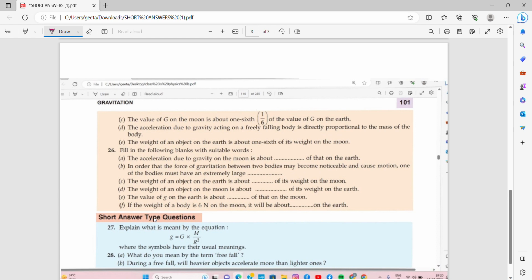C part. The value of capital G. False. Next, please. Is it true? Have you tallied your answer? Because capital F, force, is directly proportional to the product of the masses. Next, please. Is it true? It's false. Weight of object on moon is 1/6 the weight of object on earth. Next, please.